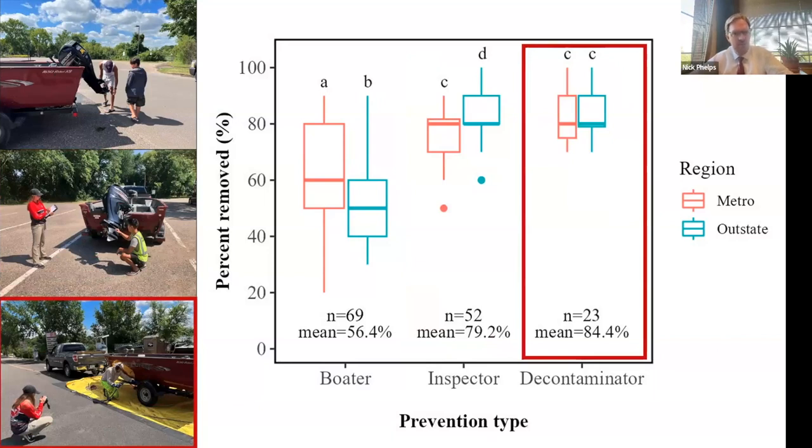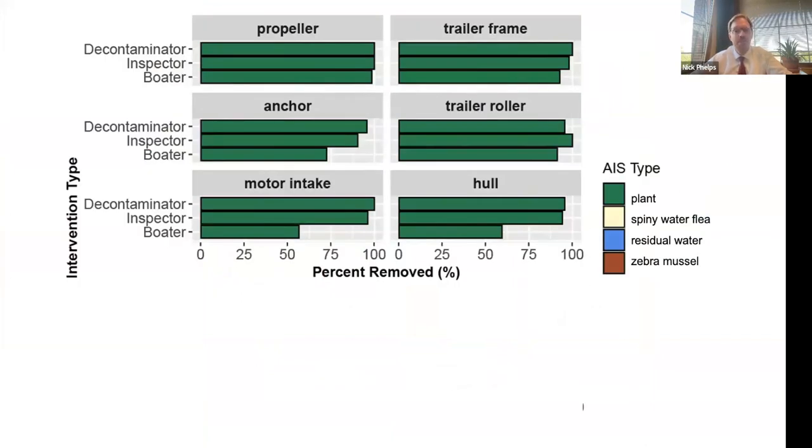To give you a sense of the breakdown between parts of the boat and the AIS type, we saw some pretty big differences in what folks were able to find. People could see the bigger clumps of plants on the propeller and trailer frame, the roller. People found the anchor in the boat and saw that there were weeds on that and removed them effectively. But as you get into some other parts of the boat, especially with the boaters, they weren't able to find it at nearly the same rate. Zebra mussels were surprisingly low with the motor mount across all categories.